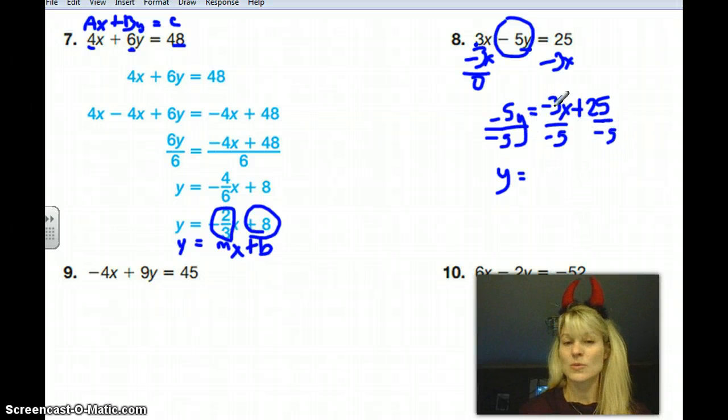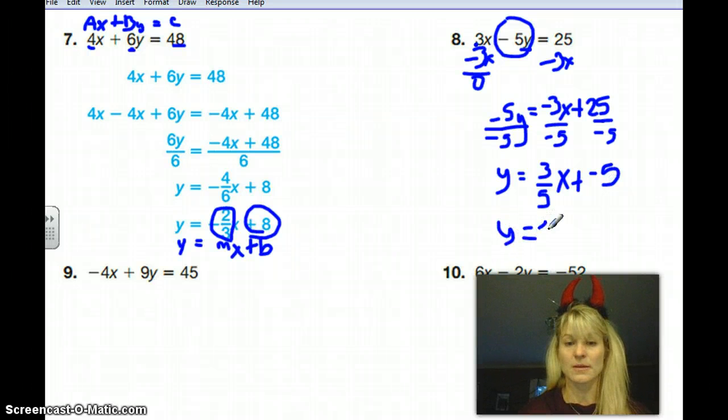So this 3 does not divide by 5 nicely, and because we know this is the slope, because it's the coefficient in front of x, we just leave it as a fraction. And we know a negative over negative gives us a positive, so I'm just going to rewrite this as 3/5 x. Bring down my plus. And then 25 divided by negative 5 is negative 5. So I can leave my equation like this, or if I want to make it look a little bit nicer, I would write 3/5 x, and then I can just change this to minus 5.